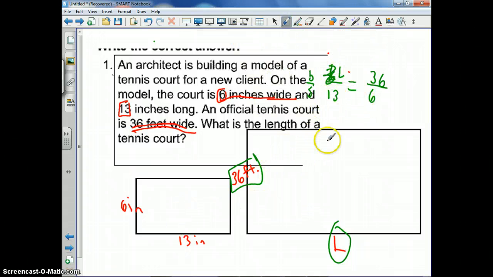Now to find the length, you're just going to cross multiply or solve the proportion a different way. 6 times L is 6L. 13 times 36 is? 468. 468? Seems good to me. In this case, I'm going to go ahead and use an L like that, just so it doesn't look like a 1. And then we'll divide both sides by 6.